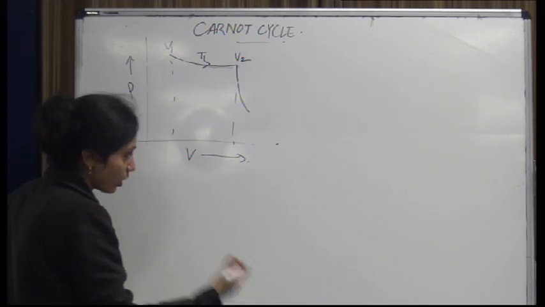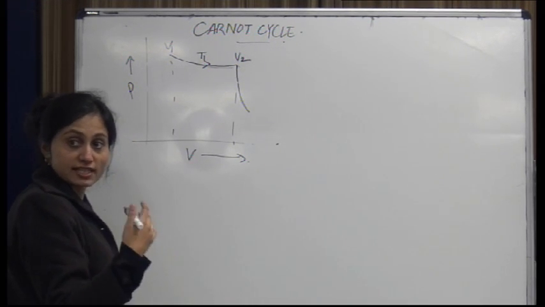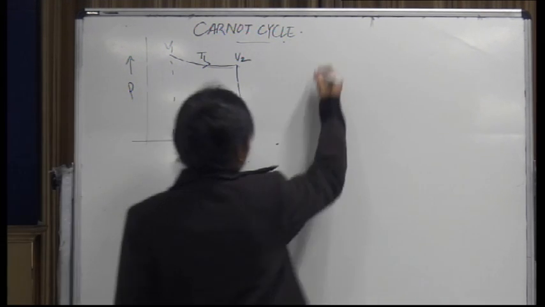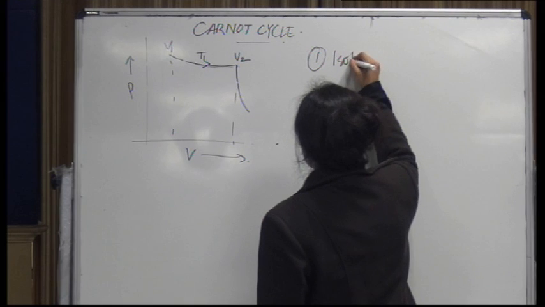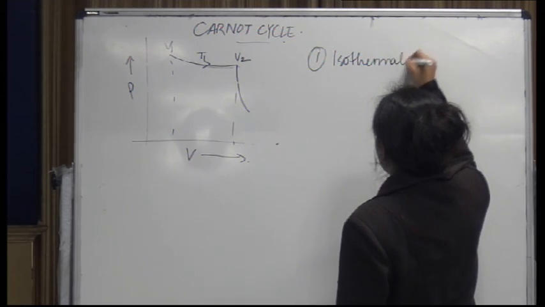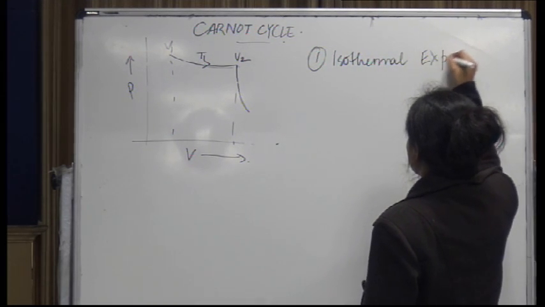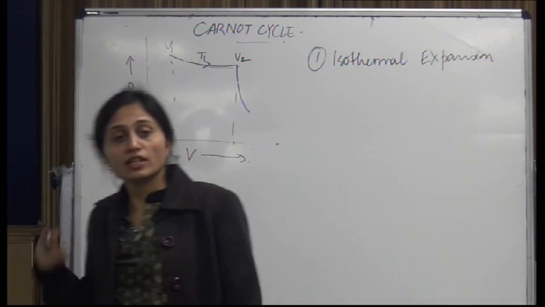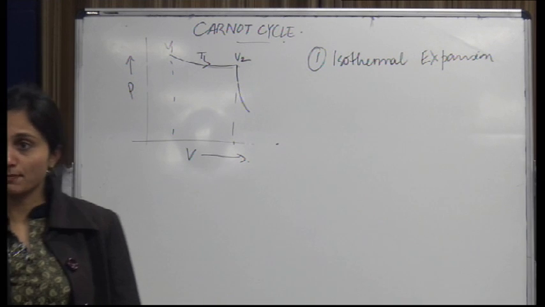So that means the volume has increased. So this is expansion under constant temperature T1. तो पहले स्टेप में क्या किया उसने? Isothermal reversible expansion किया उसने. ठीक है? The cycle can always be reversed. So he carried out isothermal expansion.